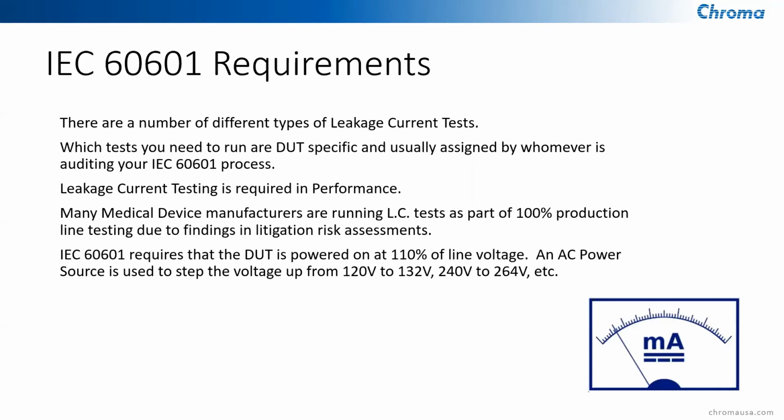Basically, what that means is many manufacturers found a weak point where they could be exploited in a lawsuit. God forbid something were to ever happen, and they decided to cover themselves by adding leakage current testing to production. And then finally here, 60601 requires that the DUT is powered on at 110% of line voltage during the test. So an AC power source is used to step up the voltage for 120 volt products and 240 volt products respectively.